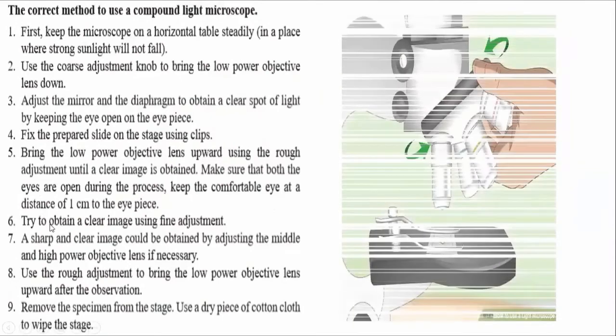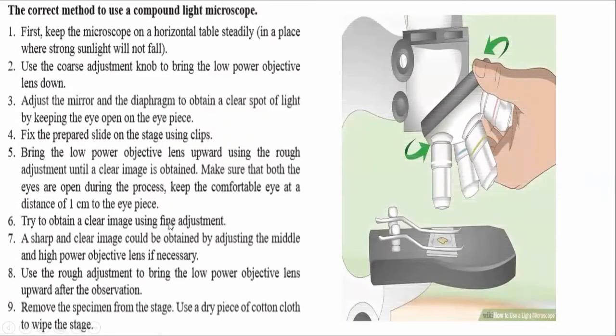The next one, try to obtain a clear image using fine adjustment. A sharp and clear image could be obtained by adjusting the middle and high power objective lens if necessary. Yeah, as I mentioned, if you cannot get a clear image in the low power objective lens, you can use the middle and high power objective lenses if necessary. So the low power objective lens actually gives you the widest view. All right. By that, it allows you to slowly bring the object into focus. So that is why we basically first use the low power objective lens. All right. If that is not enough, you can move to the middle and high power lenses.